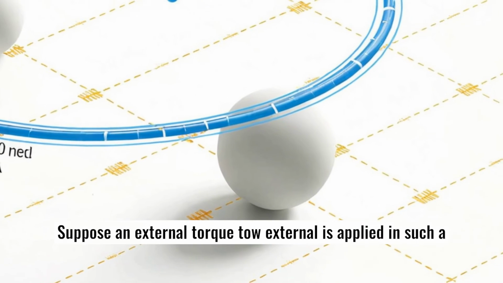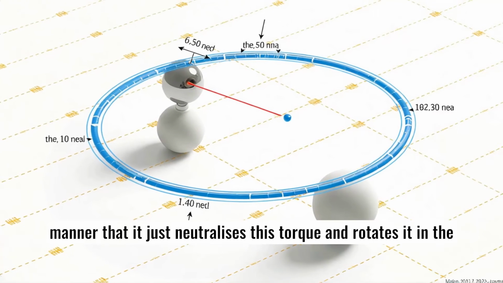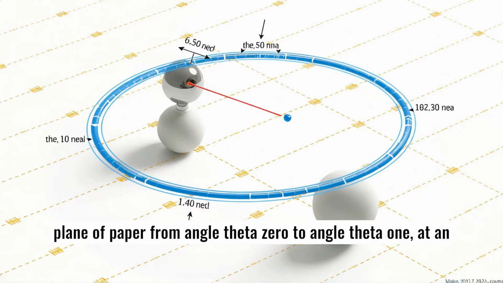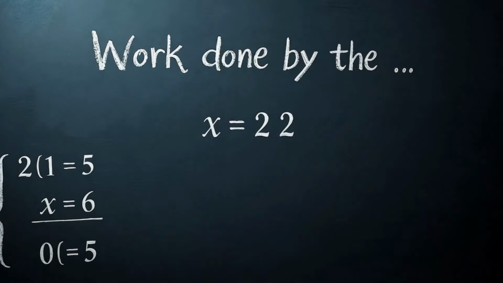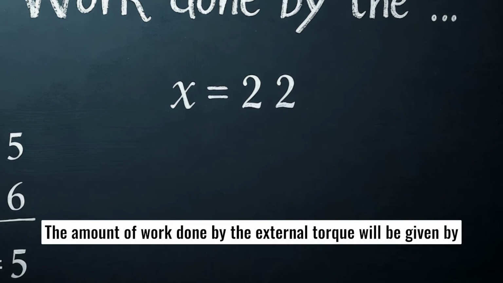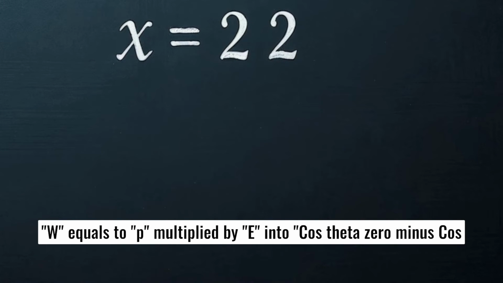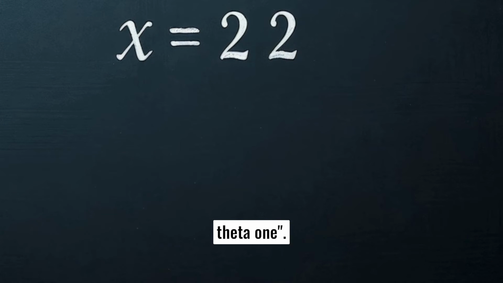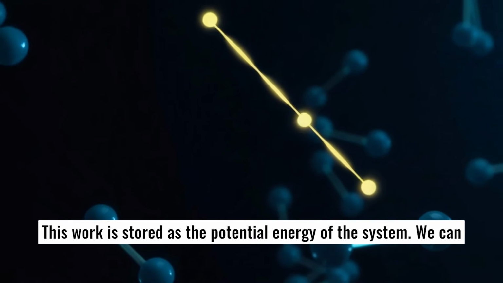Suppose an external torque τ external is applied in such a manner that it just neutralizes this torque and rotates it in the plane of paper from angle theta 0 to angle theta 1 at an infinitesimal angular speed and without angular acceleration. The amount of work done by the external torque will be given by W equals p multiplied by E into cos theta 0 minus cos theta 1. This work is stored as the potential energy of the system.